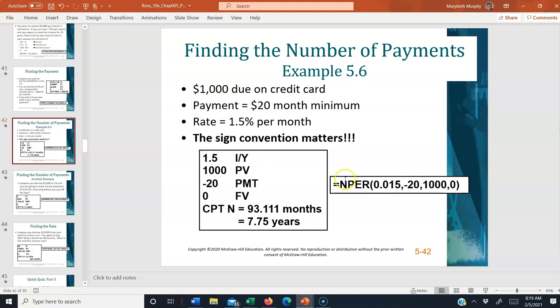Okay, in Excel, you're going to use the NPER function to find the number of periods. The first one is the interest rate. The second one is the payment. The third one is the amount, the present value. The fourth one's the future value, so that's going to be 0 because we're not working with the future value here. And that should give you the 93.111 months.